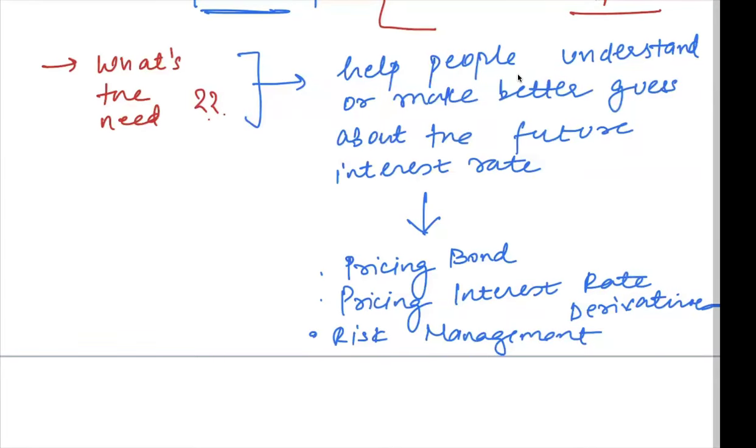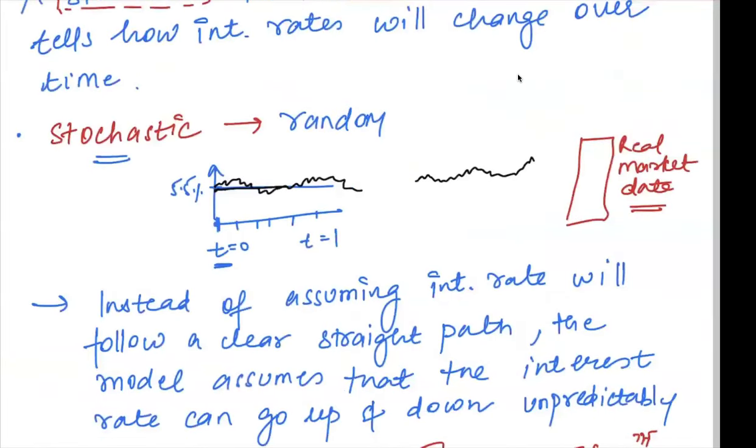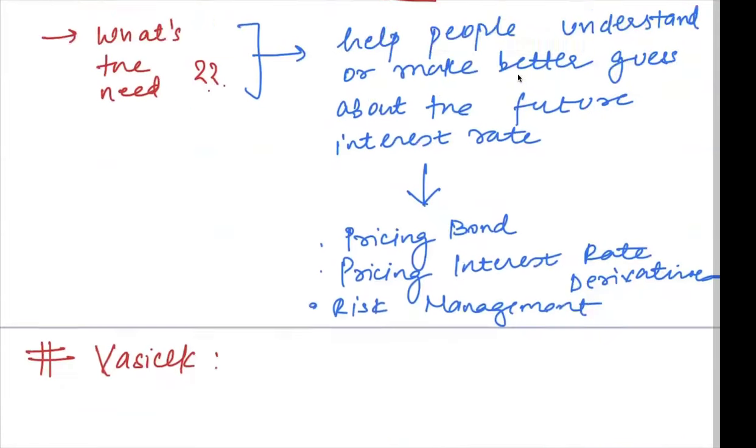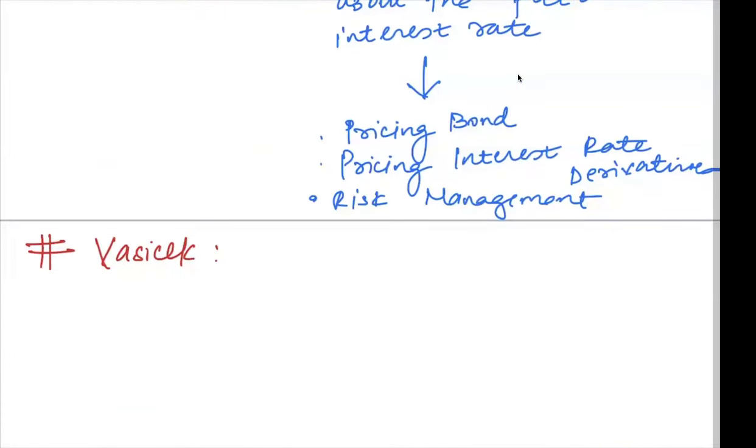So let me give you a quick introduction. I told you what stochastic means. It basically means that the interest rates are random in future, and not a straight line. And when something is random in nature, we need a model to predict that randomness. That's why we are using the Vasicek interest rate model, so that we can predict the future interest rates. Let me give you a quick walkthrough.